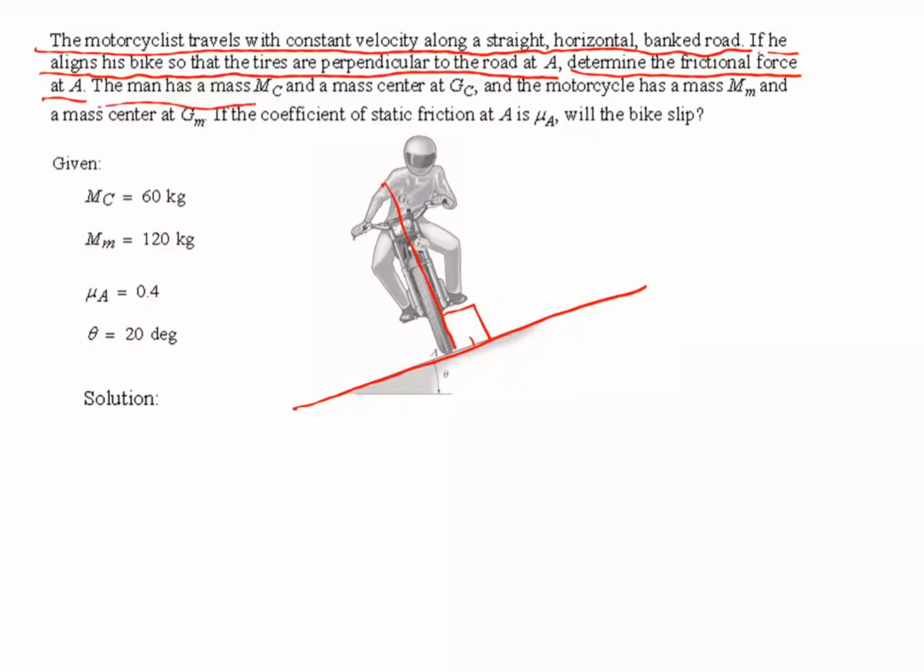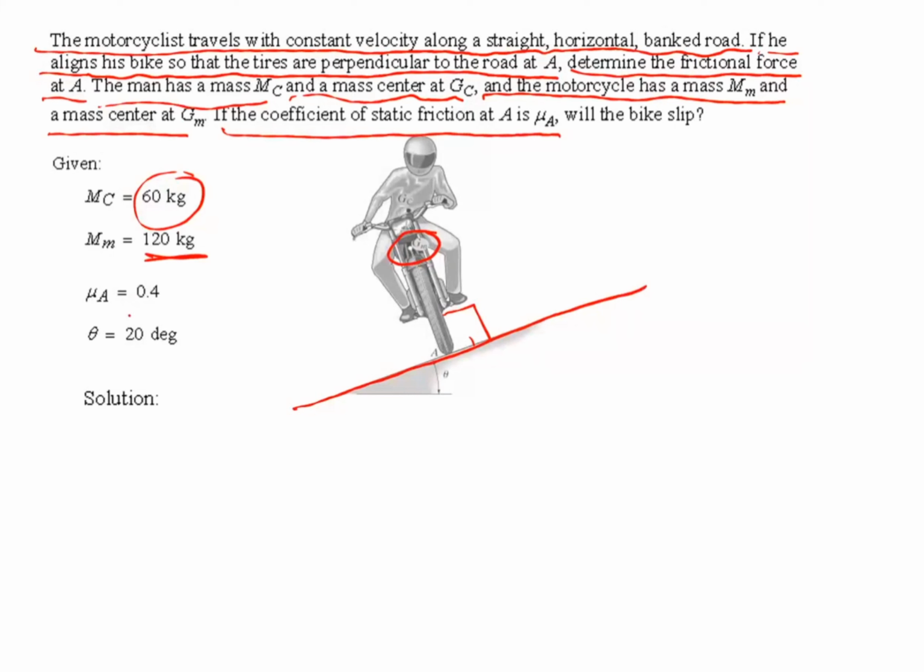The man has a mass of 60 kg and the mass at center of gravity given at mg with mg. Sorry, GC, that's a GC. The motorcycle has a mass of 120 kg and a mass at the center GM with GM. That's GM. If the coefficient of friction at A is this, will the bike slip?